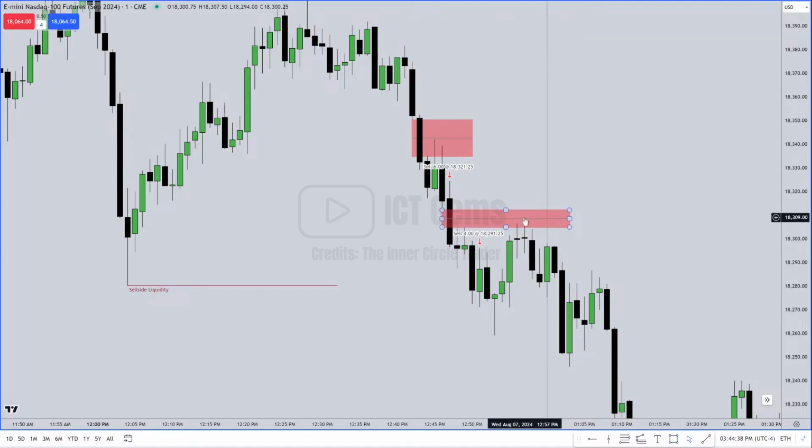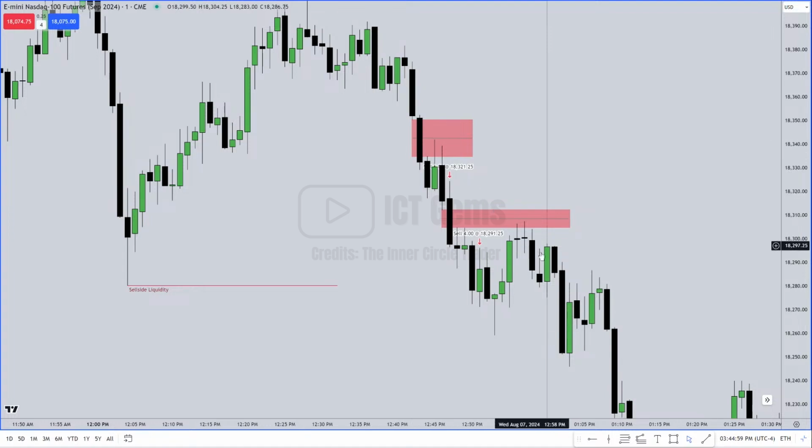And what is it doing there? Is it touching the consequent encroachment before it makes the swing high here? Nope. So what does that tell me? It signals to me, just sit back and relax. Don't do anything. Just relax. Move your stop to your first entry, minus 2 ticks, and just relax.